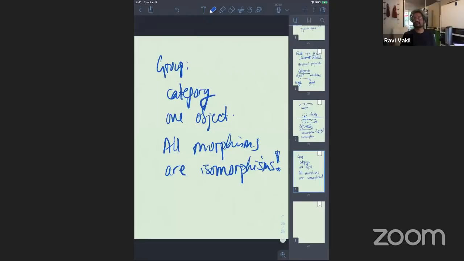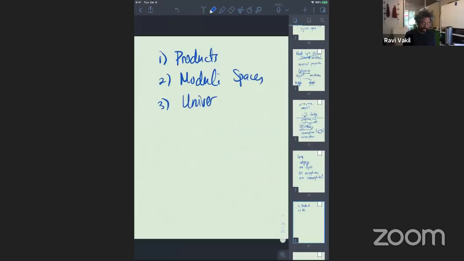Okay, so now come the examples I want to do. The first example is that of products, and then moduli spaces. Both of these are going to be examples of universal properties. And that's where I'll end, unless I informally define a sheaf for you too.